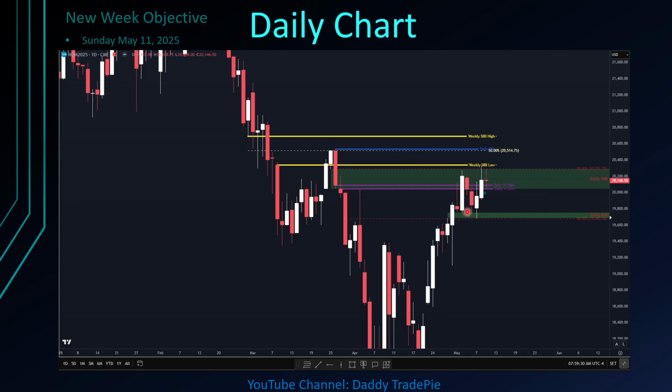After that, we reached this small daily BC formed in the beginning of May, and we had a very nice reaction after touching the low of the daily BC to trade higher. On Thursday and Friday, you can see we traded above the volume imbalance in the daily chart, but we failed to close any body of the candles above the consequent encroachment in the daily chart.